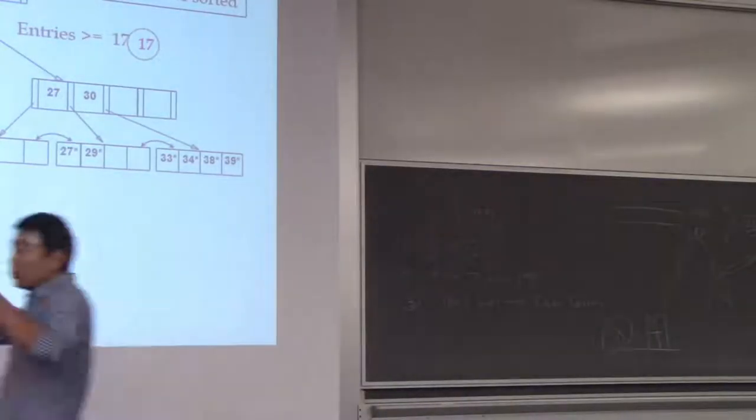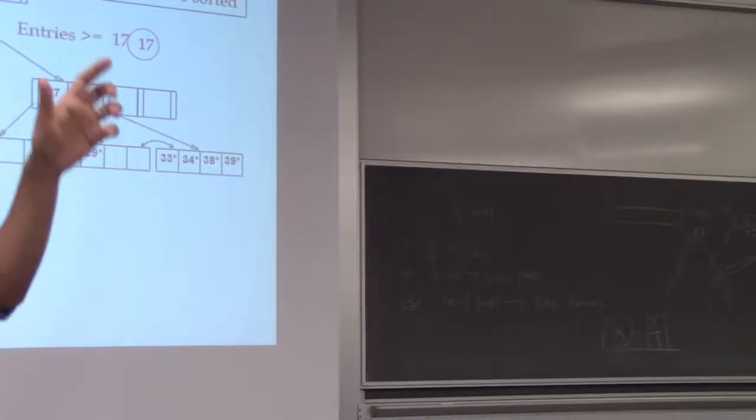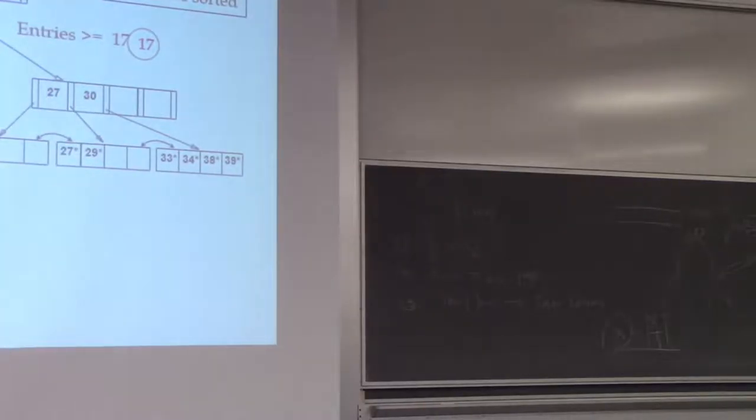So you do this recursively until you have only one page left. You stop. And that's what we call the root page, essentially the root page of the B plus tree. Okay, now how do you use this tree? How do you use this tree?